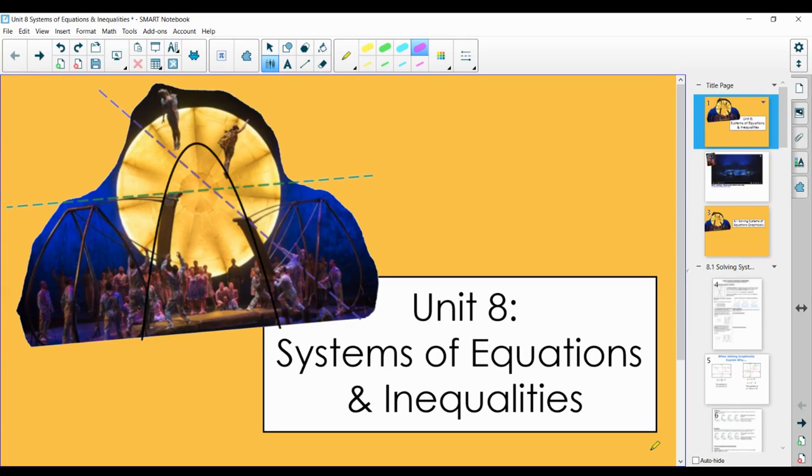And welcome back, guys. Today we're going to be starting our last unit for Math 20-1, and that's Unit 8, Systems of Equations and Inequalities. In this unit, we're going to be looking at two main topics. The first one is systems of equations, and the second one is inequalities.